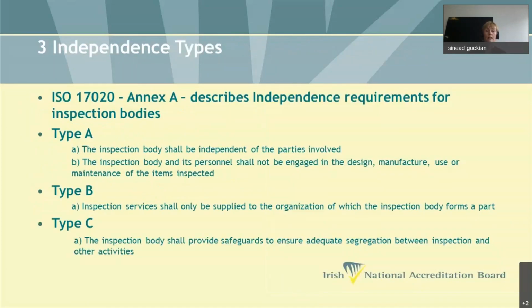There are 3 independence types described in Annex A of 17020. Just a brief summary. Type A, the inspection body shall be independent of the parties involved, and the inspection body and its personnel shall not be engaged in the design, manufacture, use or maintenance of the items inspected. A type B body, the inspection services shall only be supplied to the organisation of which the inspection body is a part. And type C, the inspection body shall provide safeguards to ensure adequate segregation between inspection and other activities.